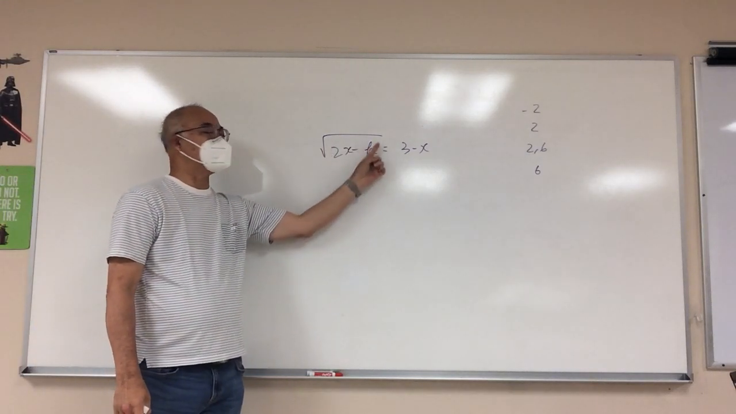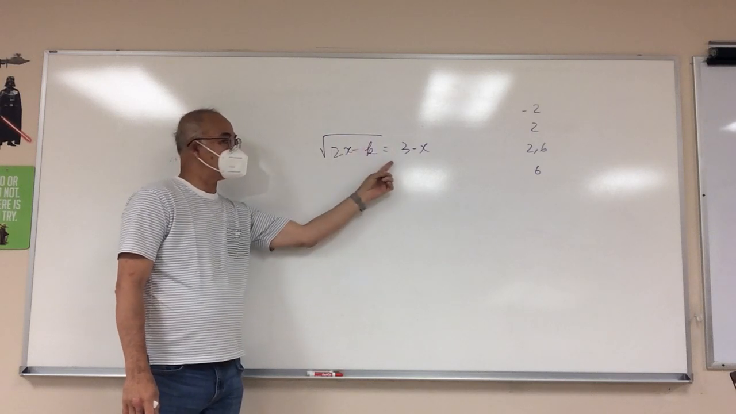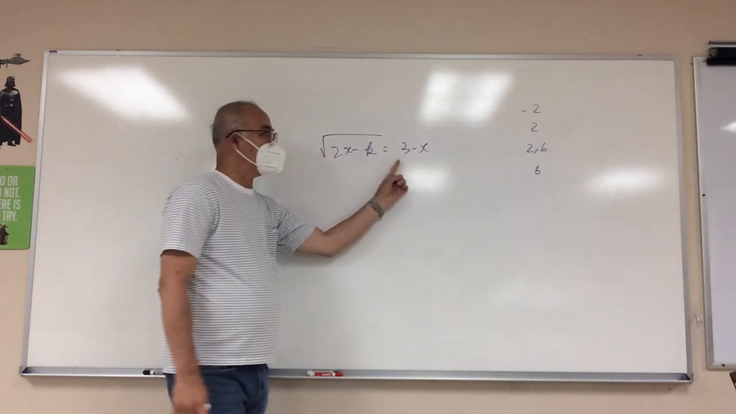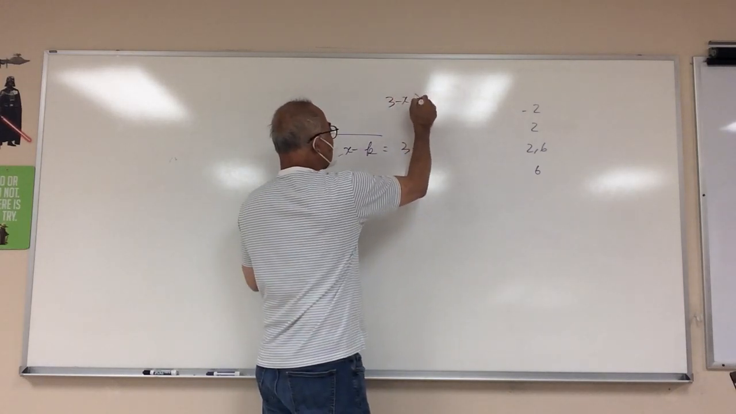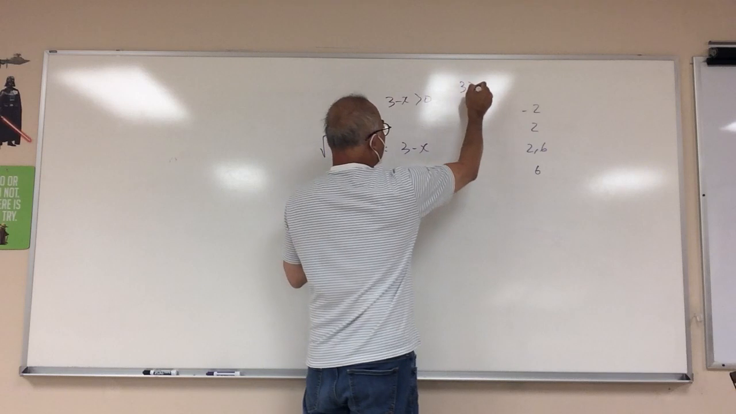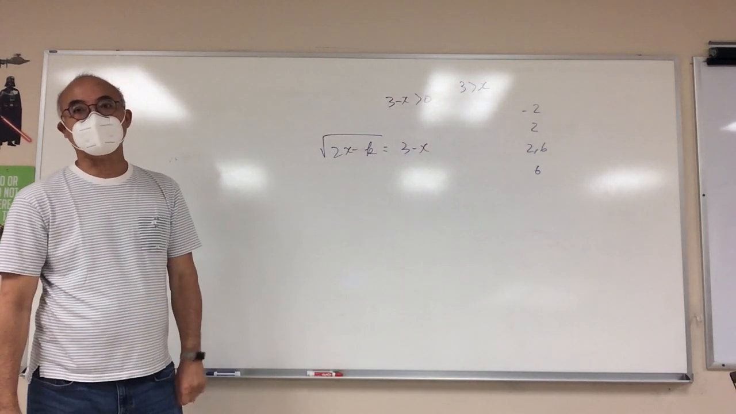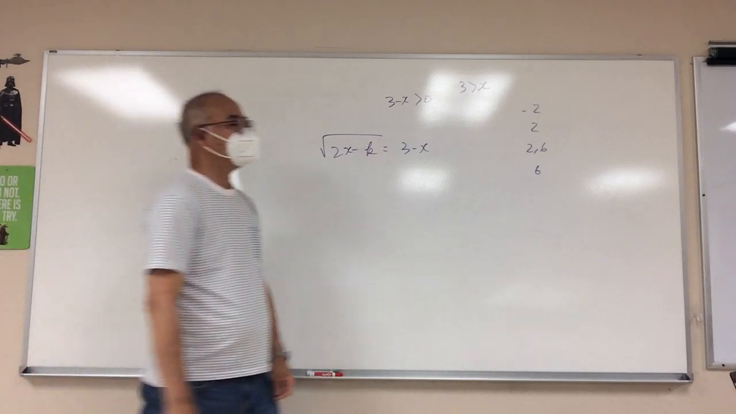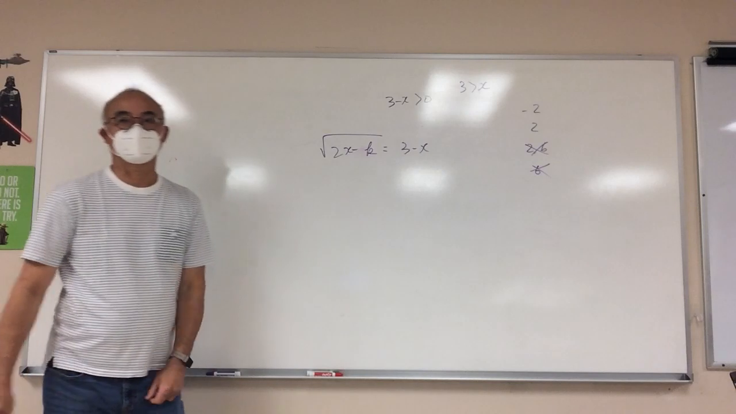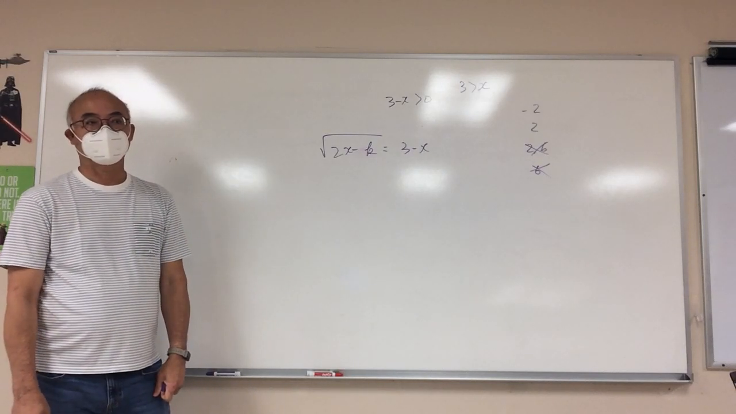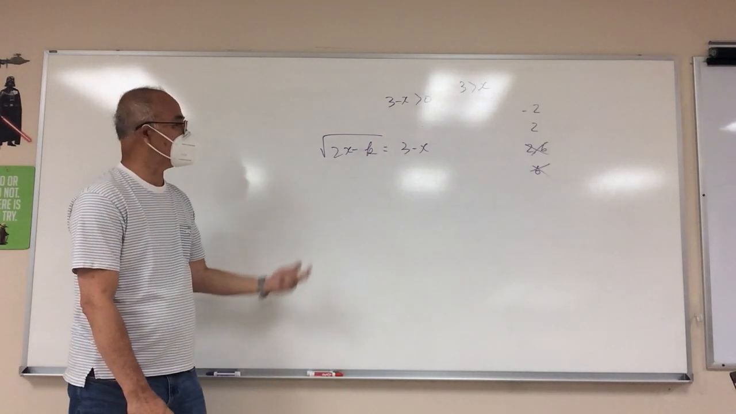This has to be what? Positive, which means that this guy has to be positive. In other words, 3 minus x has to be positive. X can never be greater than 3. Ding, ding, ding. We have a winner. These two are gone. Right? So now I'm going to plug in 1 and see if it works. If it does, great. If not, it's the other, right?